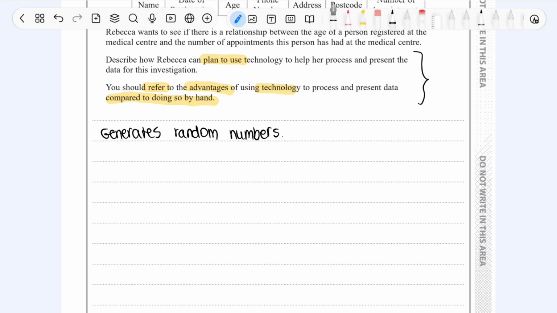Now, the last bullet point here makes this more focused. You should refer to the advantages of using technology compared to doing so by hand. So compared to doing this by hand, and let's just say for the sake of it that we're using a hat instead of a random number generator, what's the main advantage here? The first thing that comes to me is that it saves us time. And that makes sense because technology is meant to automate the process and make it a bit more quick. So that's basically a point and an advantage to go with it.